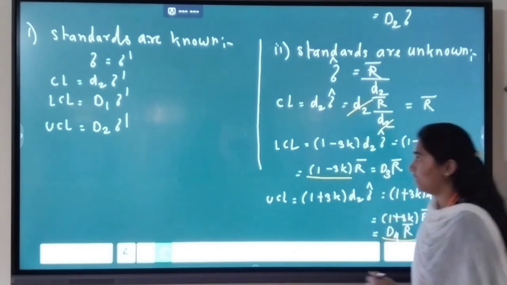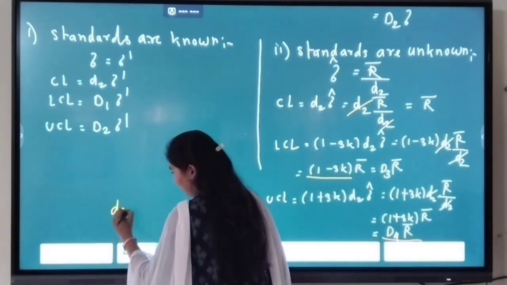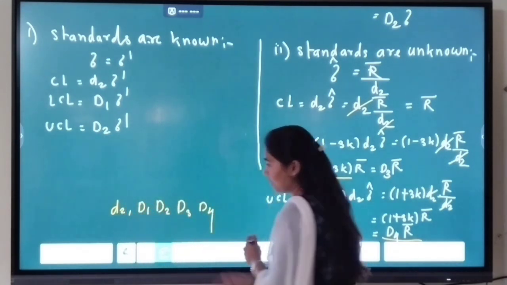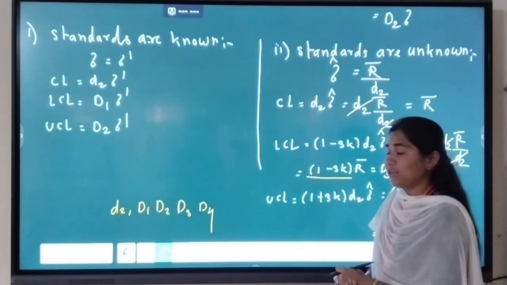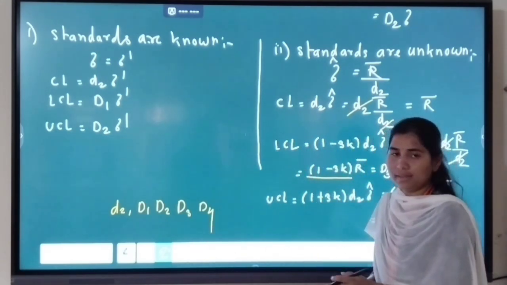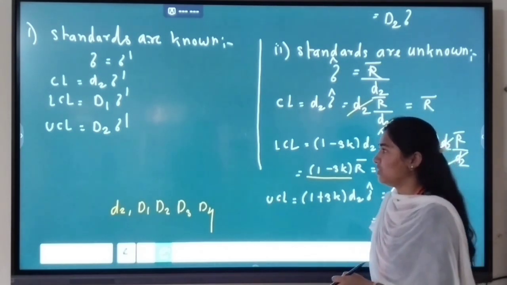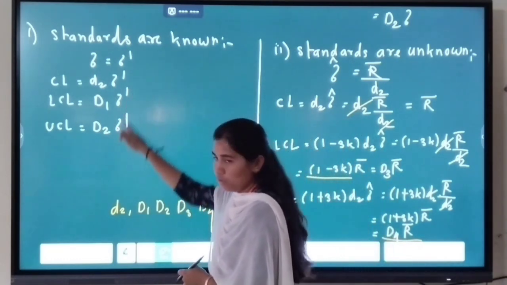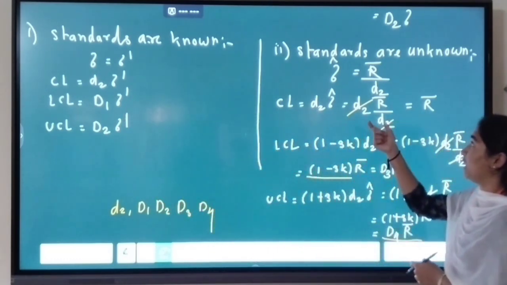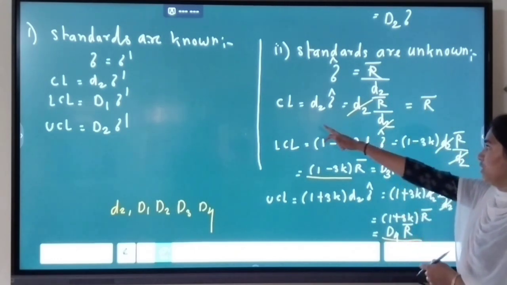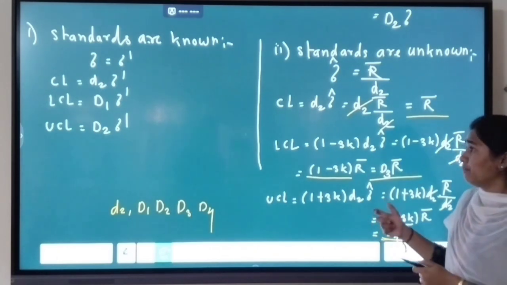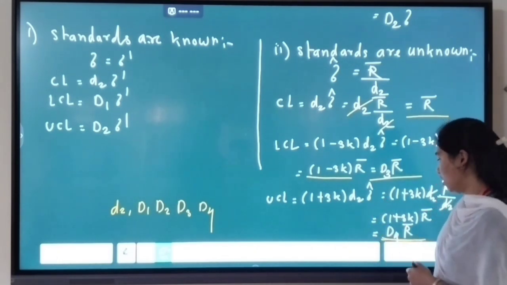As we know, d2, D1, D2, D3 and D4 are constant values based on the size of the sample subgroups, and they are given in the statistical table. By putting these values in, we get all the control limits. If standards, that means the process standard deviation, are unknown, we use these three control limits: R bar, D3 R bar and D4 R bar. By using these three control limits, we draw the control chart for R.